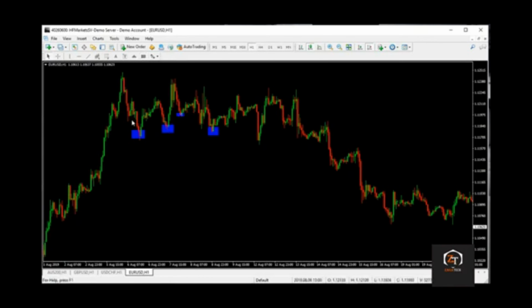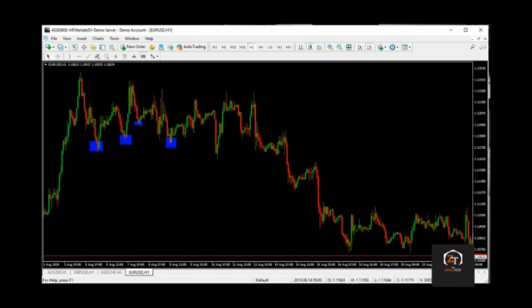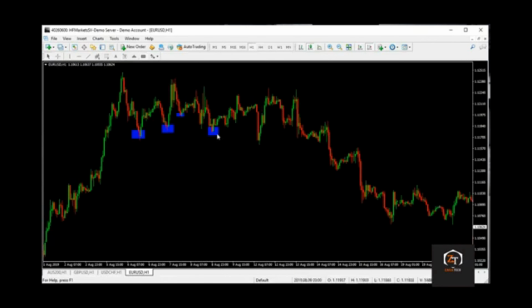You see this one? I don't want to click everything. See, this is a minor support, support, support. This one here is minor support. This is a minor support. Then this, for example, now here is what we'll call major areas.